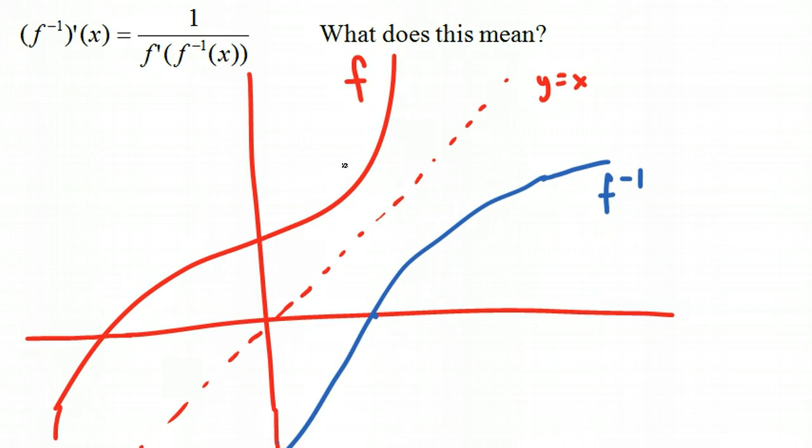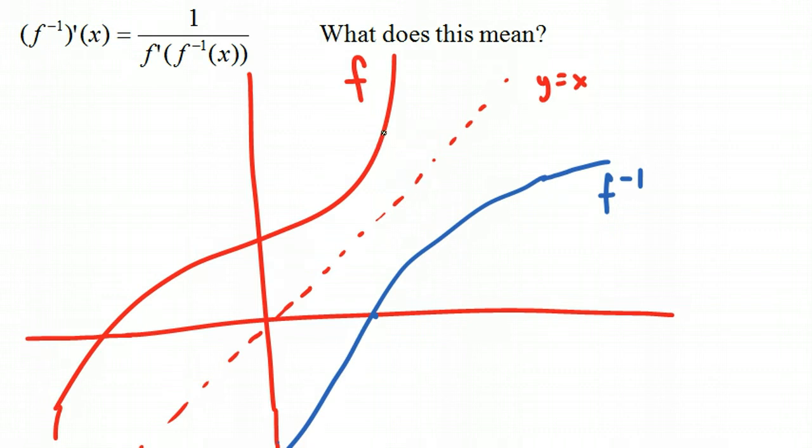Well, I've drawn a picture of a function f in red here, and notice this function is one-to-one. Its graph passes the horizontal line test. Any horizontal line you draw is only going to intersect the graph at most at one point. Since f is one-to-one, it will have an inverse function, and I've drawn the inverse function over here in blue. Notice that f inverse is just the reflection of the graph of f across the line y equals x. These graphs are reflections across this line.